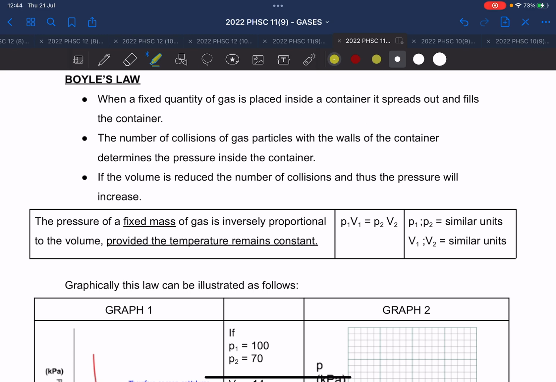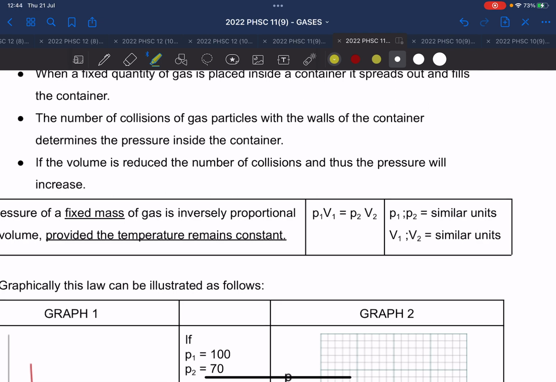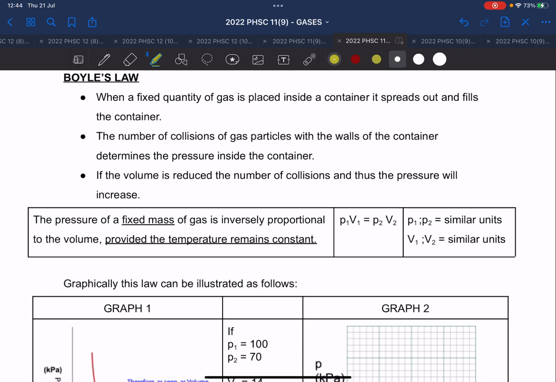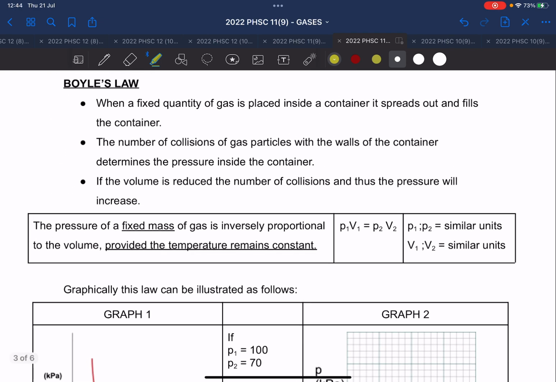Okay, this Boyle's law is what your experiment is going to be about. This little piece. Okay. So Boyle's law says that when a fixed quantity of gas is placed inside of a container, it spreads out and fills the container. Okay? So it doesn't matter how big the container is, the gas molecules inside the container will spread out to fill the container.